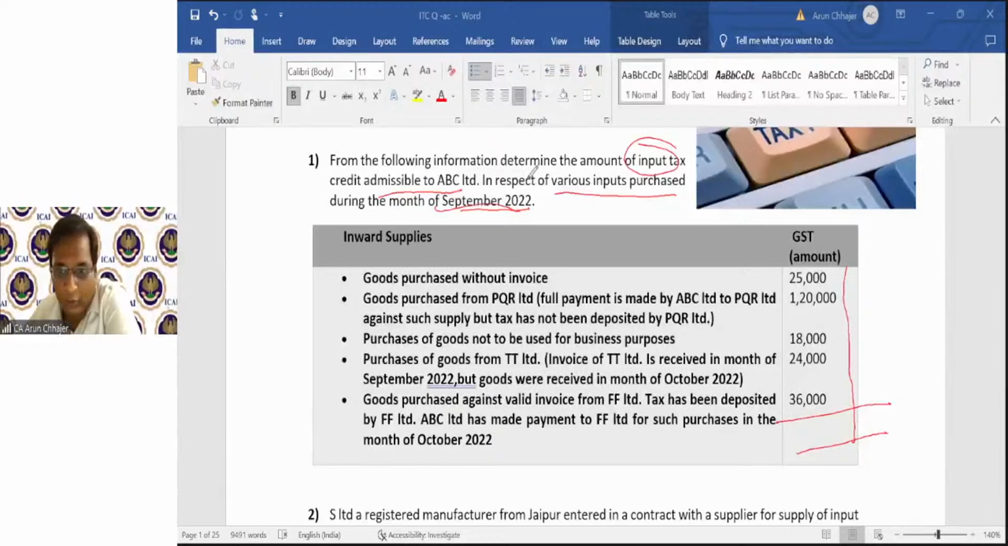First is goods purchased without invoice. Then goods purchased from PQR, full payment made by recipient to supplier, but supplier has not made the payment to the government. 120. Purchase of the goods not used for business. Okay. Purchase of the goods from TT Limited. Invoice is received in the month of the September, but goods received in the month of October. Okay. Goods purchased against valid invoice from FF. Tax has been deposited by FF. ABC has made the full payment in the October instead of September.